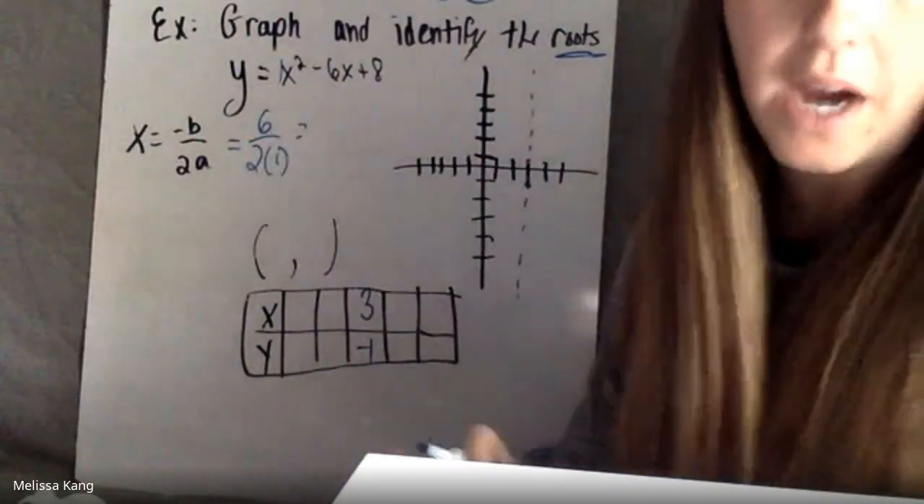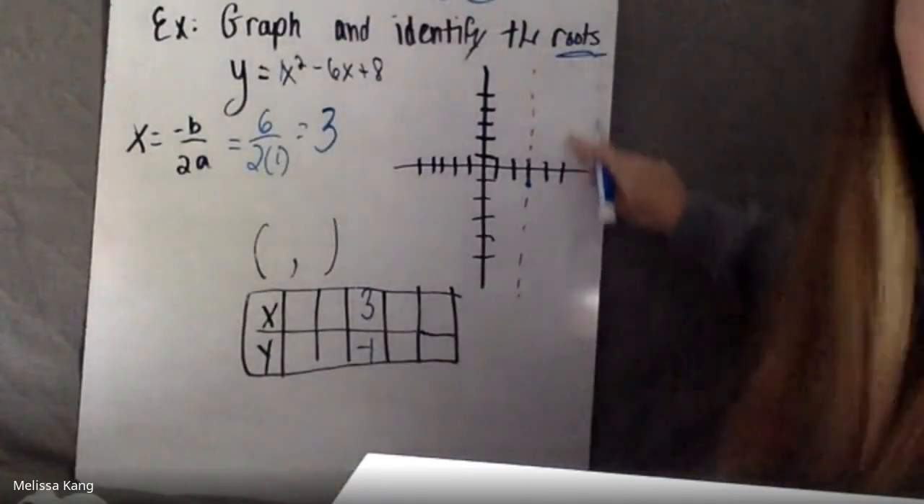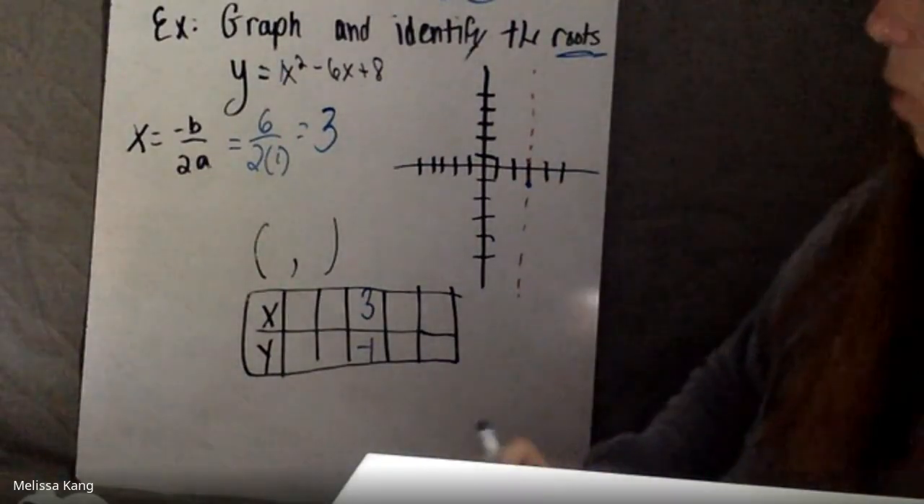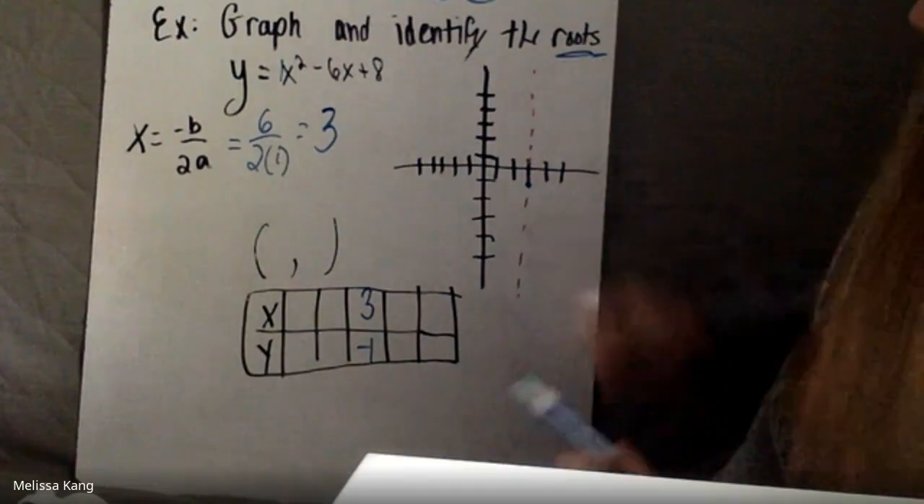Anyway, so 6 divided by 2 times 1 is 2, so 6 divided by 2 is 3. So if you notice here, I made a coordinate plane. Pause the video and make a coordinate plane. I wrote a dashed red line on when x equals 3.